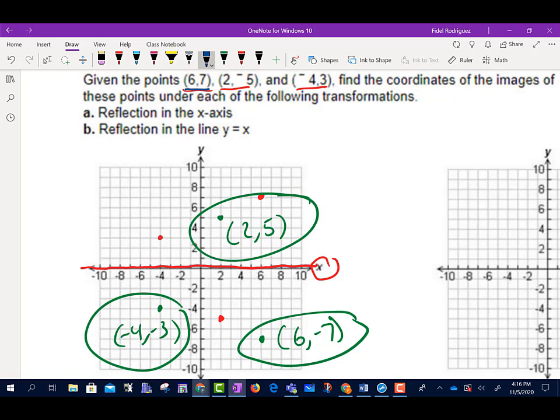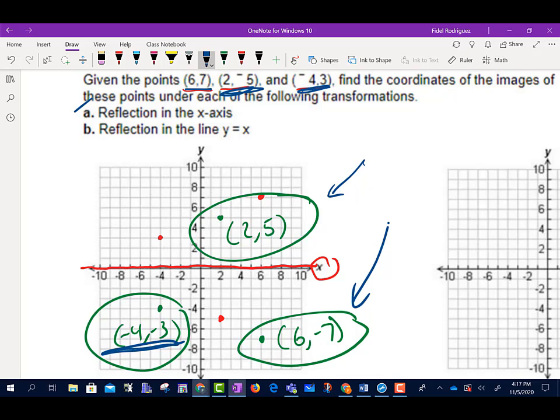So when I look at the first point, 6, 7, what changed? Well, the x-coordinate didn't change, but the y-coordinate changed, right? And what changed in the y-coordinate? The sign. We used to have a positive 7, now we have a negative 7. So the same thing here. Look, 2, negative 5, the x-coordinate didn't change. What changed? The y-coordinate. What changed in the y-coordinate? Just the sign. Same thing here with this one, negative 4 and positive 3. The x-coordinate didn't change, just the y-coordinate changed, right? Okay, so we did part A, check.